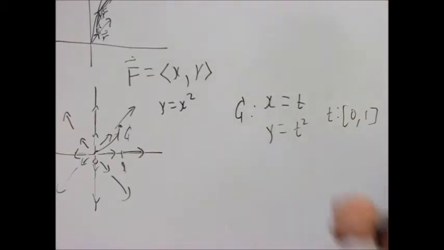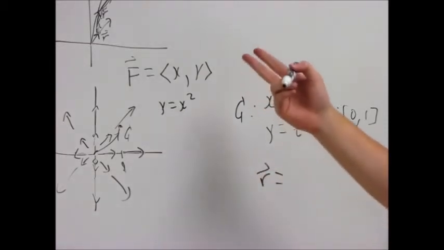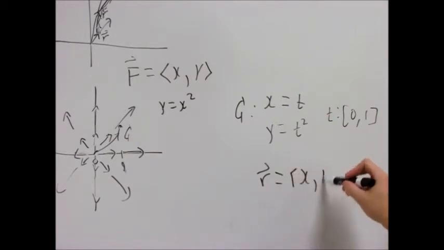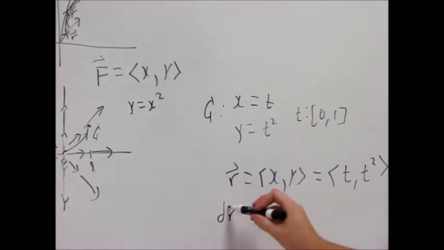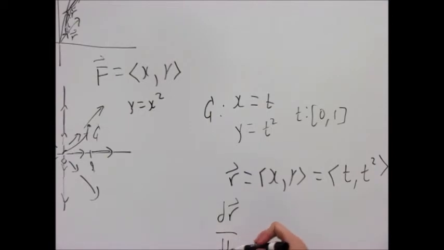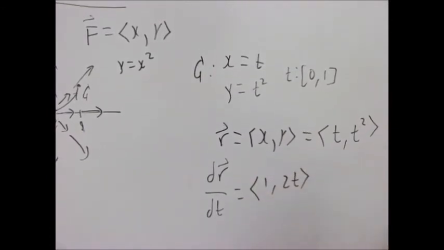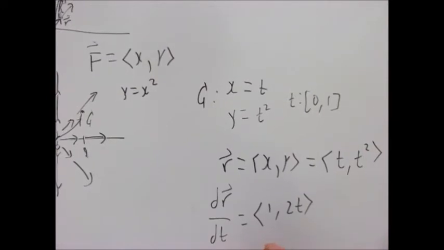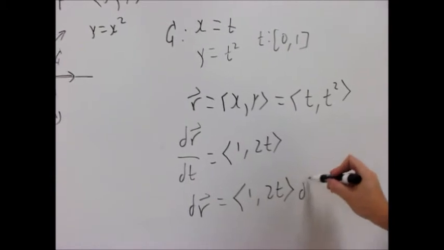And now we're trying to find dr. Well, r is always going to be the position of where you are, so it's always going to be x, y, or in this case, t and t squared. So dr, you can find this by taking the derivative of the vector, which is just going to be the derivative of each of the components. It's going to be 1 and 2t. And so dr is 1 comma 2t dt.